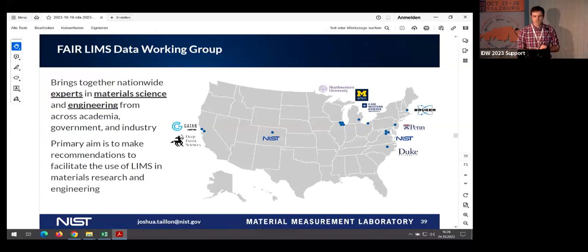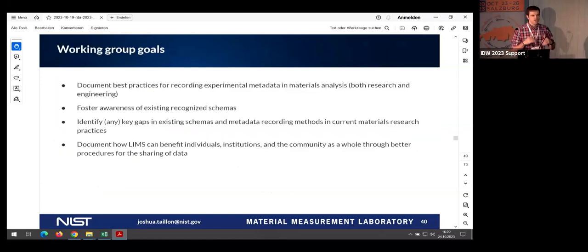We are bringing together nationwide experts in material science and engineering from across academia, government, and industry, including microscopy vendors. And our primary aim is to make recommendations that will facilitate the use of LIMS in actual materials research and engineering in the labs. So this is a very low level sort of effort, going back to June's little diagram there. LIMS is really close to the research data, and that's where we're trying to live with this working group.